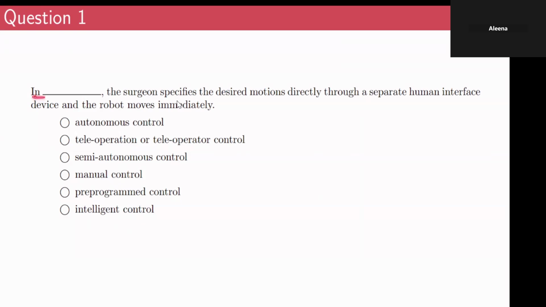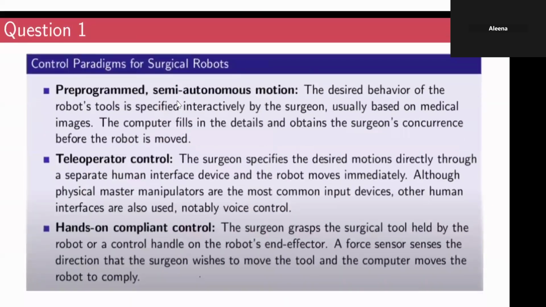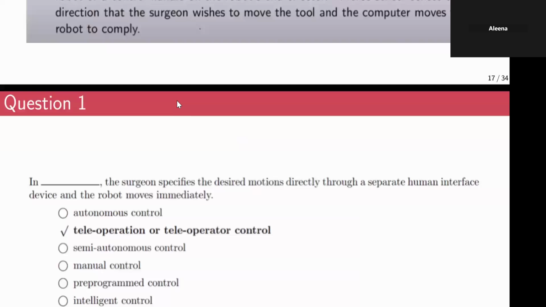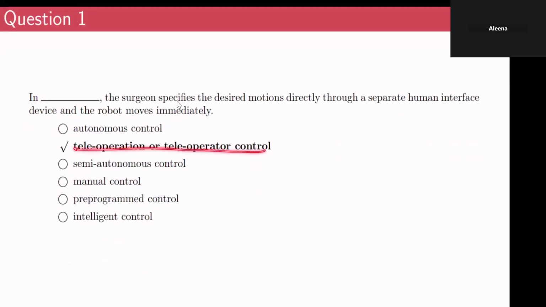So the first question is: in one of these control schemes, the surgeon specifies the desired motion directly through a separate human interface, and the robot moves immediately. Right? So which control paradigm is this? If the surgeon specifies the control motion directly through a separate human interface, you can call it the master robot. Yeah, exactly. The correct answer is teleoperated robot. So I suppose we don't need any further discussion on that. We have discussed this so far, so I hope we don't have to go through this again. And the answer is indeed a teleoperated robot.